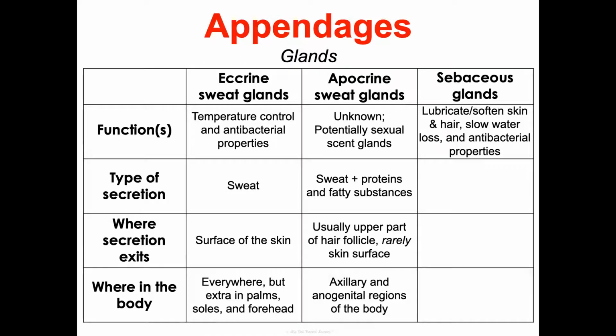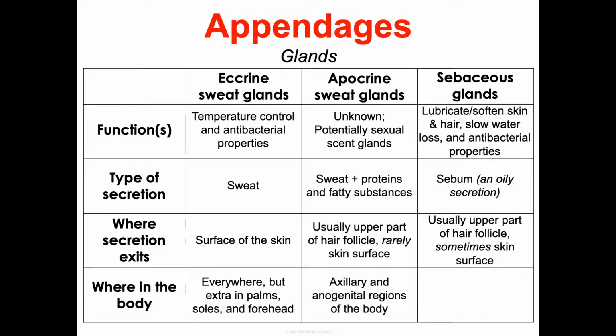And then your sebaceous glands. So these are responsible for lubricating and softening our skin and hair. They help to slow water loss, and then they also can have some antibacterial properties. They secrete sebum, which is an oily secretion. And again, it's usually out of a hair follicle as well. Sometimes they can just secrete right onto the skin surface.